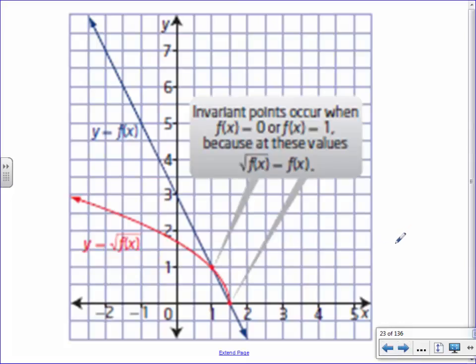Okay, so let's talk about some of the nitty-gritty details first. When you are square rooting a function, we should talk about the term invariant points. We've used this vocabulary before. Invariant means a point that doesn't change, right? So let's talk about what happens when you square root a number.